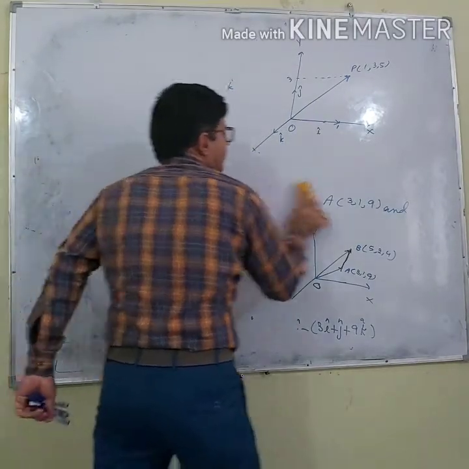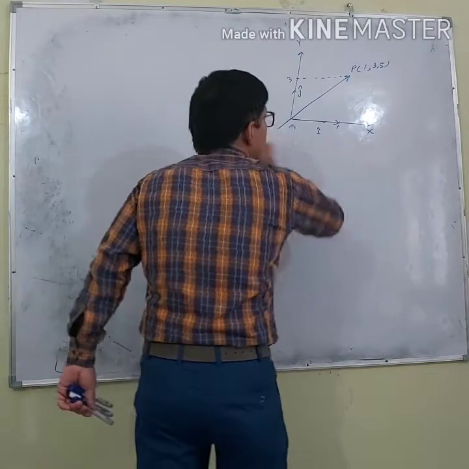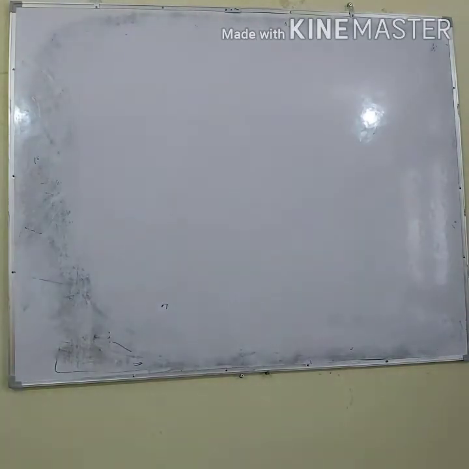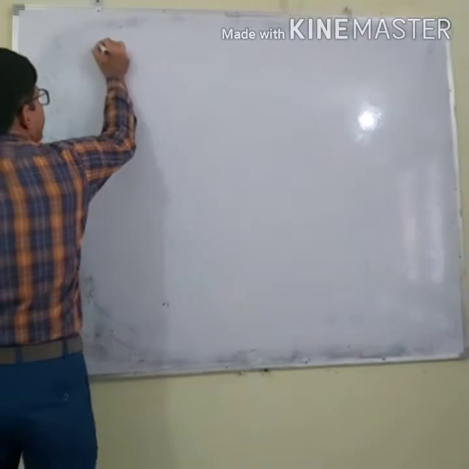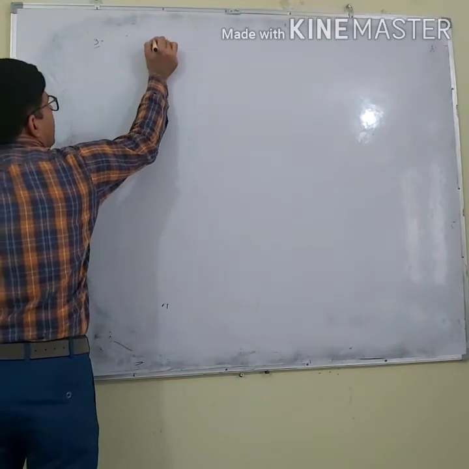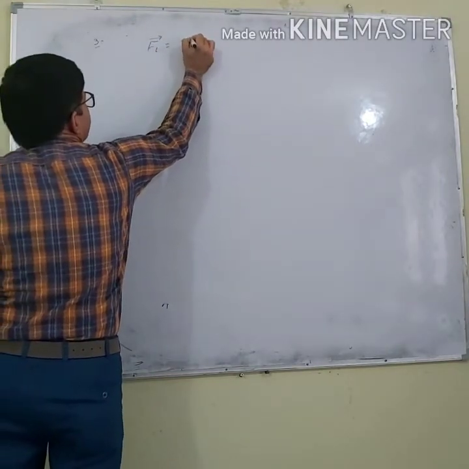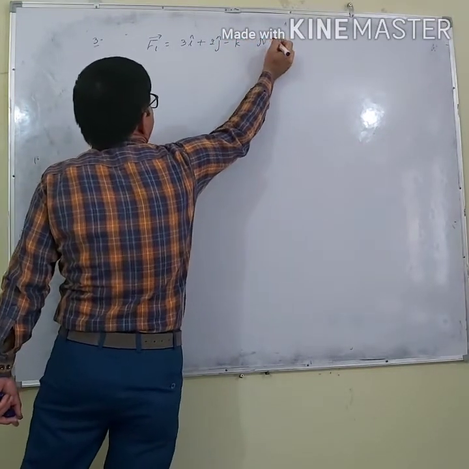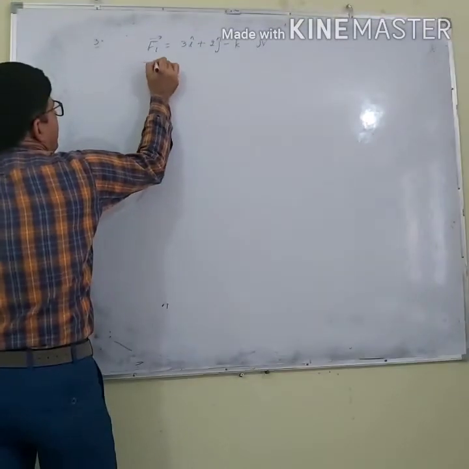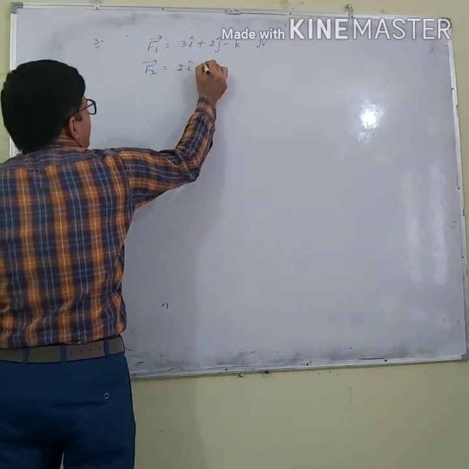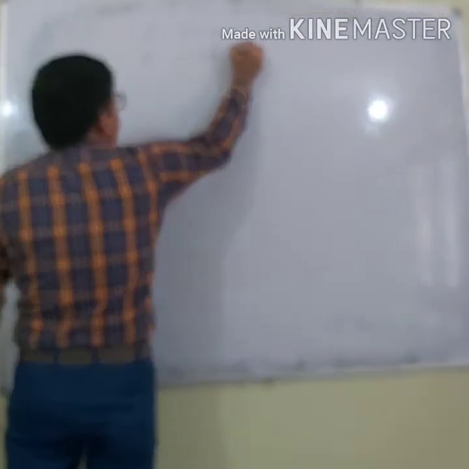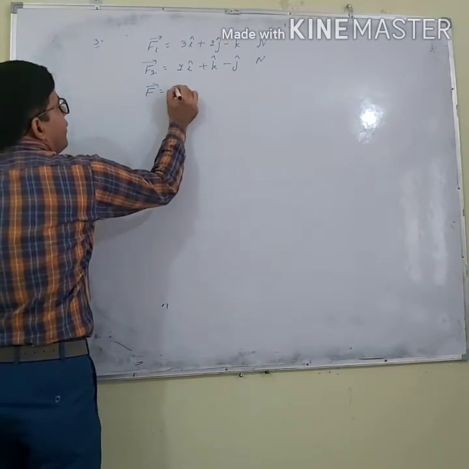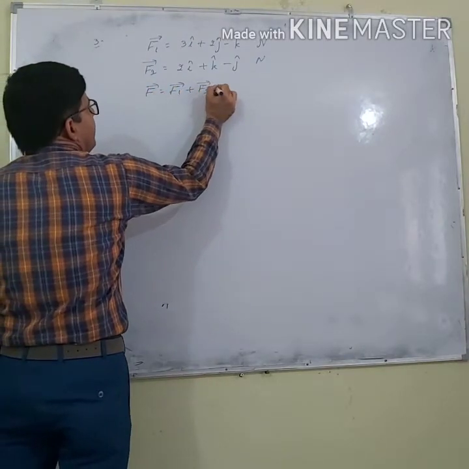find the resultant of two forces. What is the resultant of two forces? Question number 3. Resultant of two forces: F1 is 3i plus 2j minus k, given in Newton, and F2 is 2i plus k minus j, also in Newton. I have to calculate F, which is the resultant, F1 plus F2.